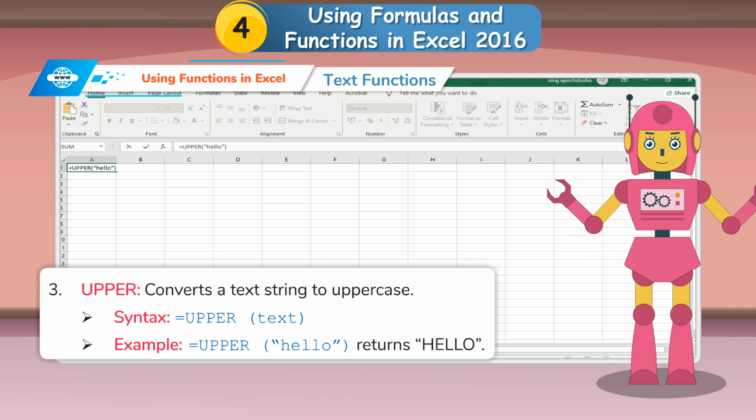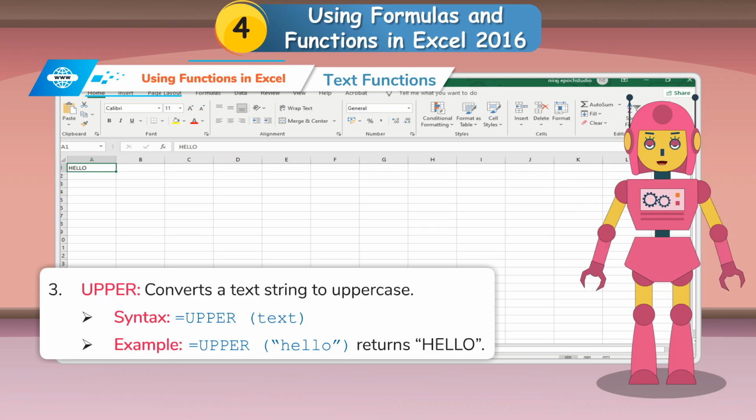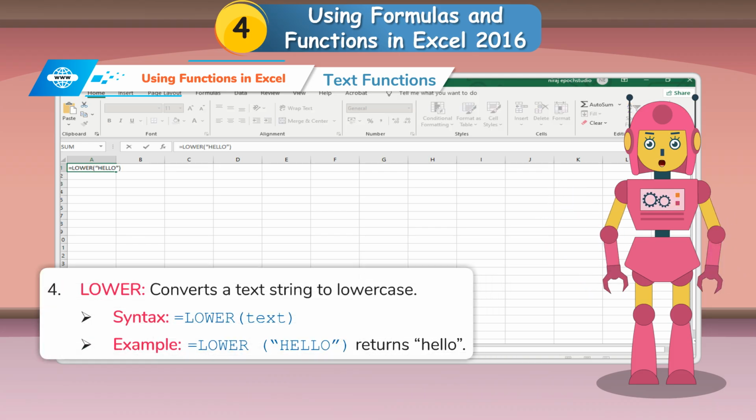3. Upper converts a text string to uppercase. Syntax: =UPPER(text). Example, =UPPER("hello") returns HELLO. 4. Lower converts a text string to lowercase. Syntax: =LOWER(text). Example, =LOWER("HELLO") returns hello.